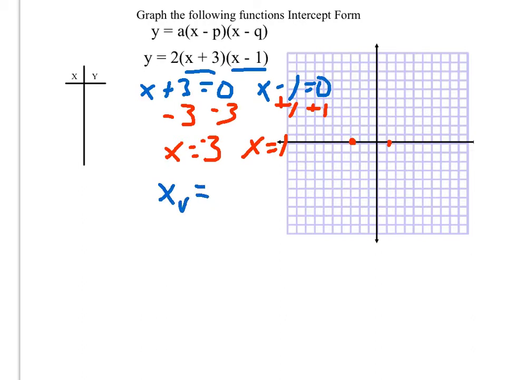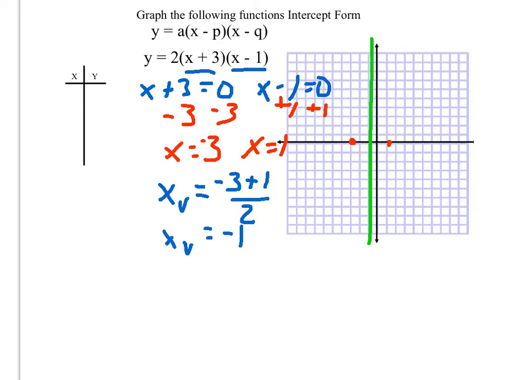So the vertex x-coordinate is negative 3 plus 1 divided by 2. So the x-coordinate of the vertex will be negative 3 plus 1 is negative 2. Divide that by 2 will be negative 1. So we have our vertical axis of symmetry that is running exactly between these 2 points, up and down, at negative 1. So somewhere along that line is our y-coordinate.